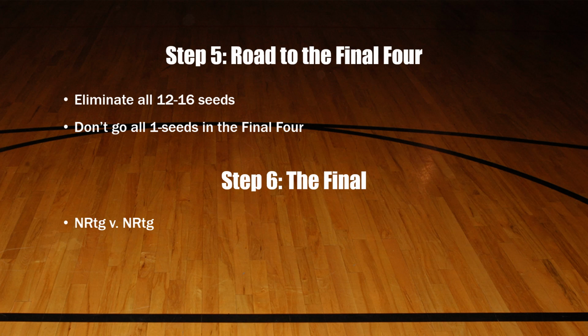Step 5 is the road to the Final Four. First bullet, you should eliminate all 12 to 16 seeds. If you have any 12 to 16 seeds, this is where you want to eliminate them. No team seeded 12 or higher, or lower, depending how you're saying this, just from 12 to 16, has reached the Final Four in March Madness tournament history.